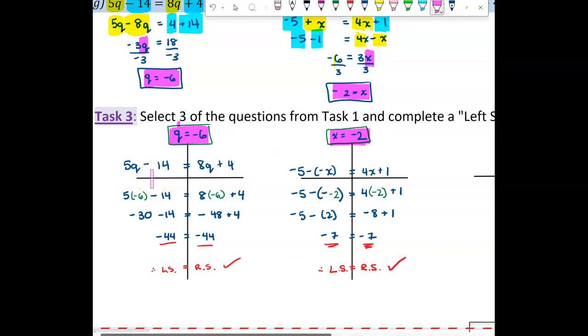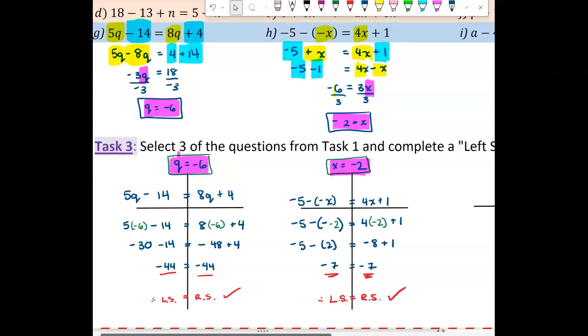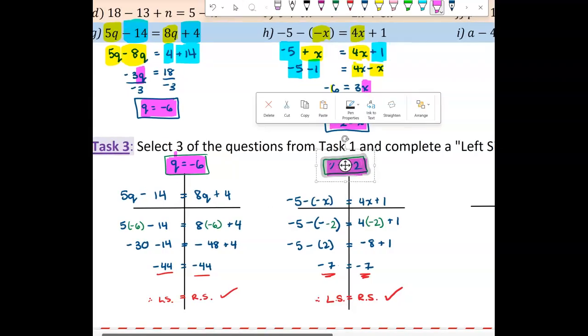So the left side of the equal sign was 5q minus 14 in the question. On the right side, that's the original question that's up here, I have 8q plus 4. And that line right through the equal sign helps you remember to not bring things over the equal sign, not like solving an equation. We're just checking if the left side is equal to the right side.